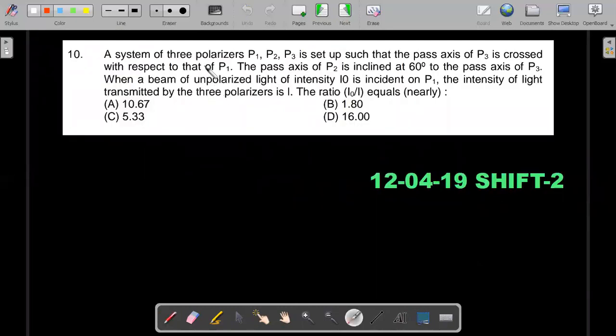A polarization question with system of 3 polarizers P1, P2, P3 is set up such that pass axis of P3 is crossed with respect to that of P1. The pass axis of P2 is inclined at 60 degrees to the pass axis of P3. When a beam of unpolarized light of intensity I0 is incident on P1, the intensity of light transmitted by the 3 polarizers is capital I. The ratio of I0 by I equals nearly. Okay, so want to give it a try? Just pause. Okay, here's the solution.